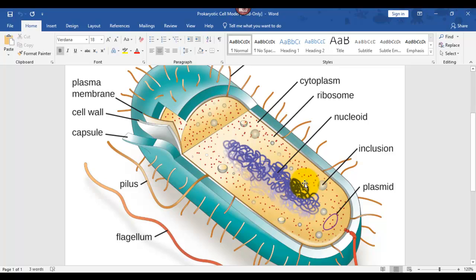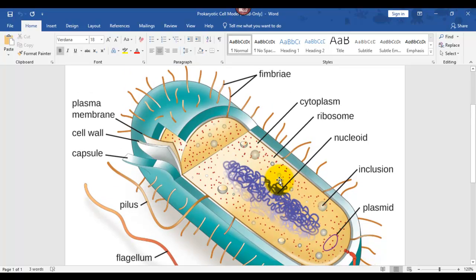And inclusion is an area like this where they can store water or air. Escherichia coli that you hear about, or E. coli, they actually can put air in their inclusion so they can float in water. This one's showing cytoplasm. So there is a jelly material inside there. But they don't have any of the membrane-bound organelles. No mitochondria, rough ER, smooth ER, Golgi apparatus, none of that kind of thing.